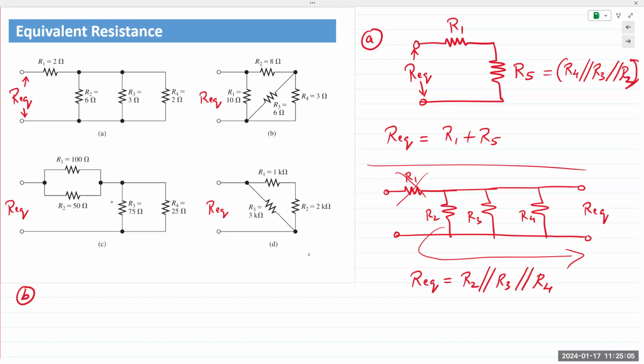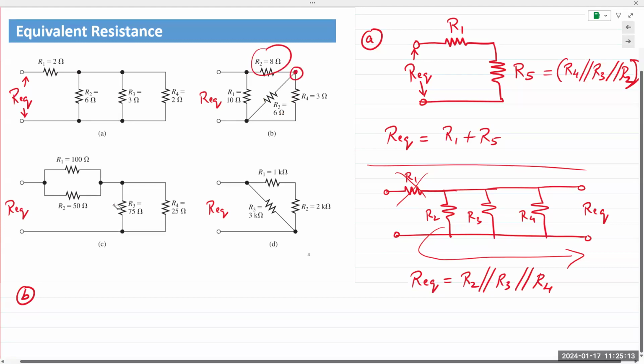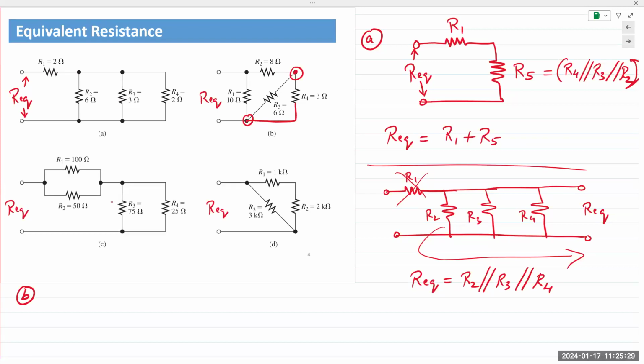R4 is connected at the top. One end of R4 is connected to R2 and R3, which is this node right here. Okay, it's connected to R2 and R3. Then the other end of R4 is also connected to R3. So what can we say about the relationship between R4 and R3? They're in parallel because both of their respective terminals are connected together.